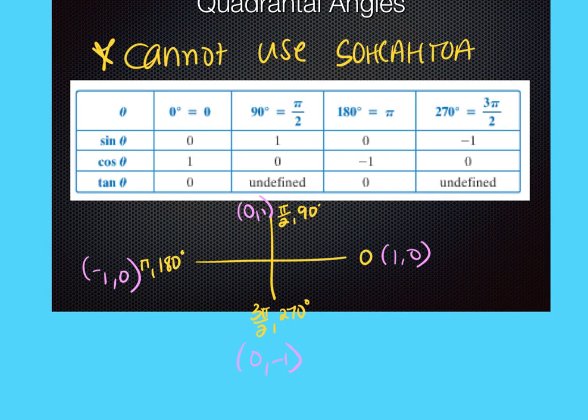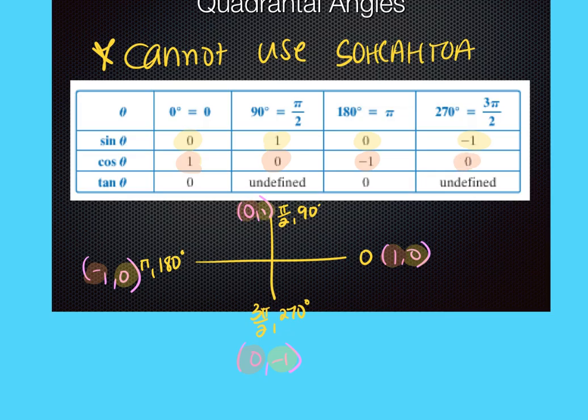The sine is all the y's. So the sine at 0 is 0. The sine at pi/2 is 1. The sine at pi is 0. And the sine at 3pi/2 is -1. The cosine is all the x's. The cosine at 0 is 1. The cosine at pi/2 is 0. The cosine at pi is -1. And the cosine at 3pi/2 is 0.